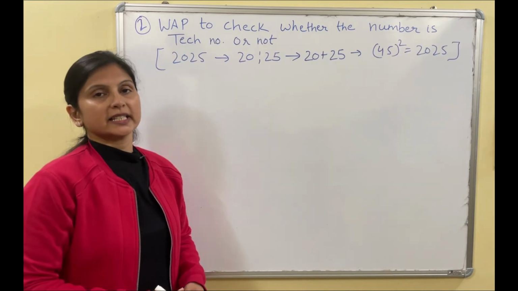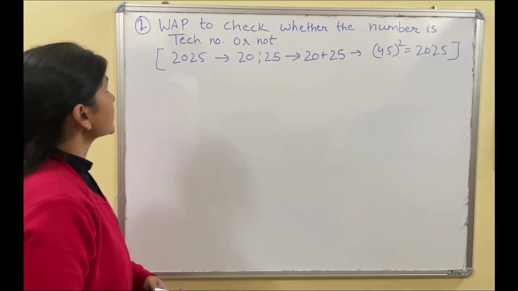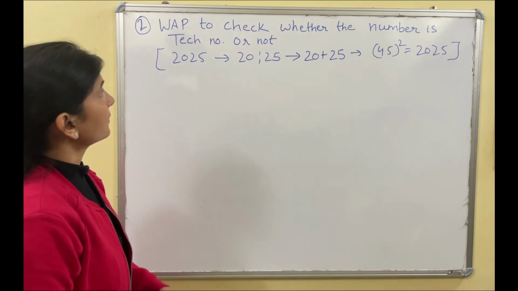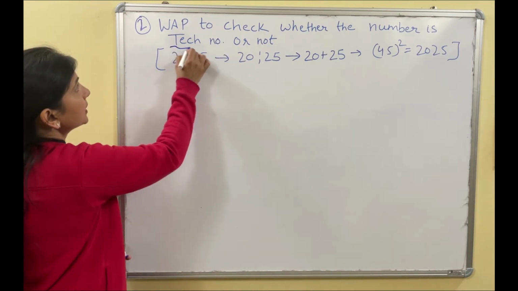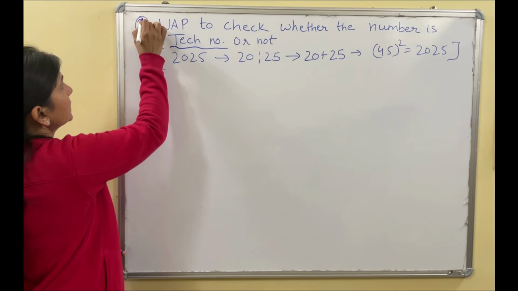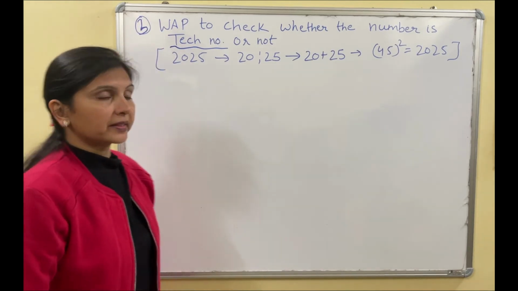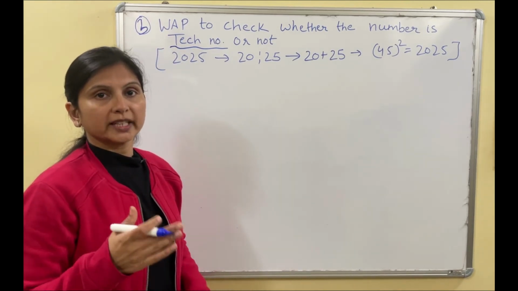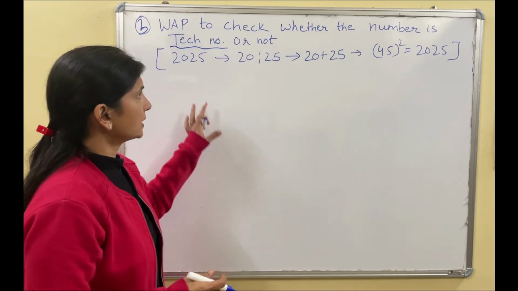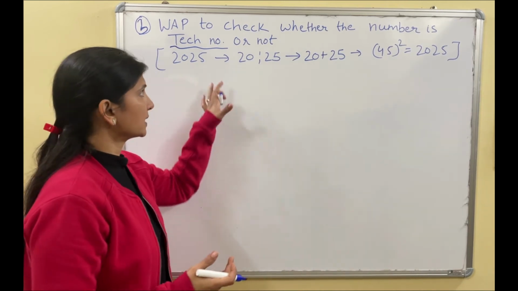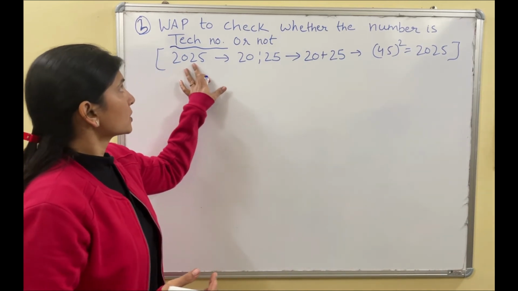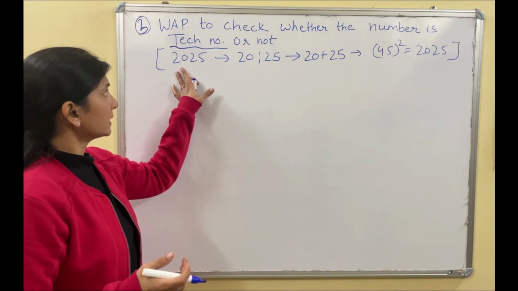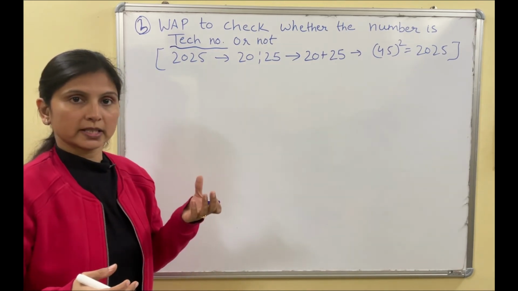So now we will see the next program, and that is: write a program to check whether the number is a Tech number or not. This is program number 3. So we need to check whether the number is a Tech number or not. Fine. So what is this Tech number? With an example I will explain. Let's take 2025. So this is a number.